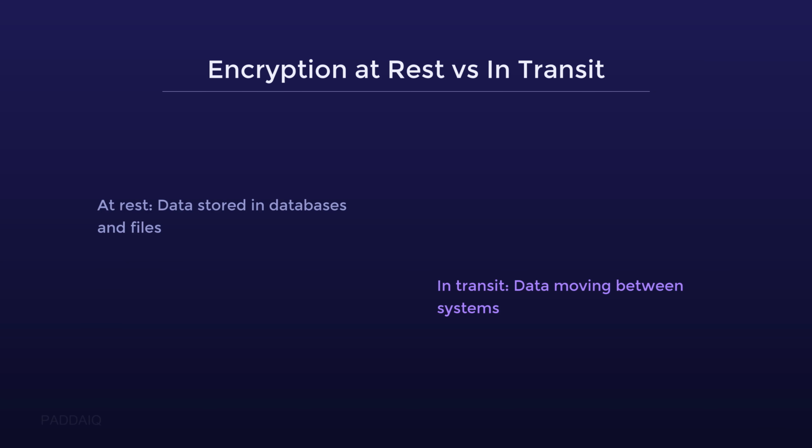In transit, data moving between systems. This means protecting information while it travels across networks, like securing a letter inside an envelope during mail delivery. For example, when you enter your password on a website, encryption ensures no one can read it as it travels to the server. This protection is fundamental for secure digital communication.